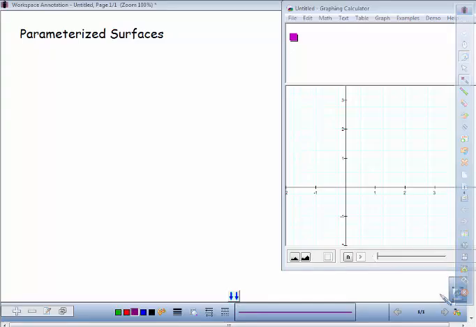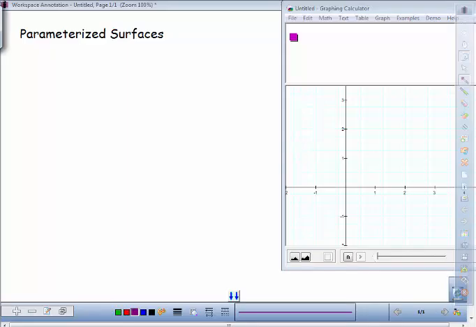Today we're talking about parameterized surfaces and some results. Before we get started, let's talk about parameterized curves because it's a little bit easier. It's in 2 dimensions, and we can take a look at some results, some aspects of parameterized curves that can be seen as analogs to parameterized surfaces.